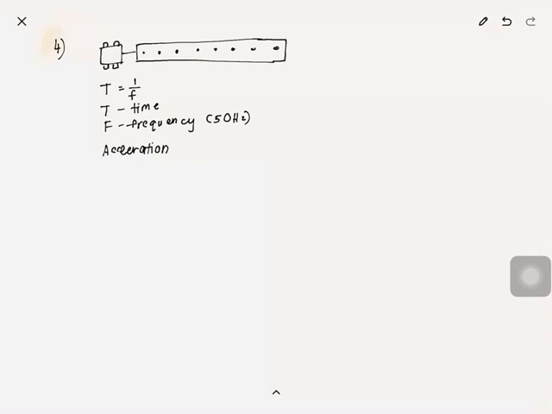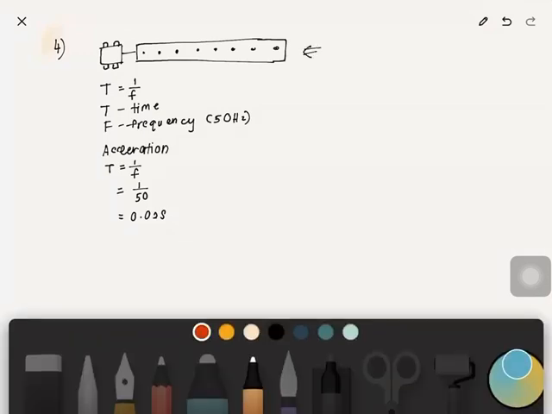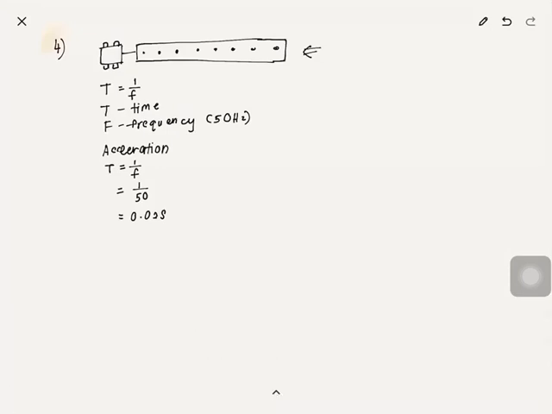From the frequency, you are supposed to find the time for one tick first. The time for one tick will be T = 1/f, which is 1 over 50, because the frequency is 50 Hertz. So your one tick will be 0.02 seconds. That is the time for one tick, but you have to find the time for all these ticks of this ticker tape.